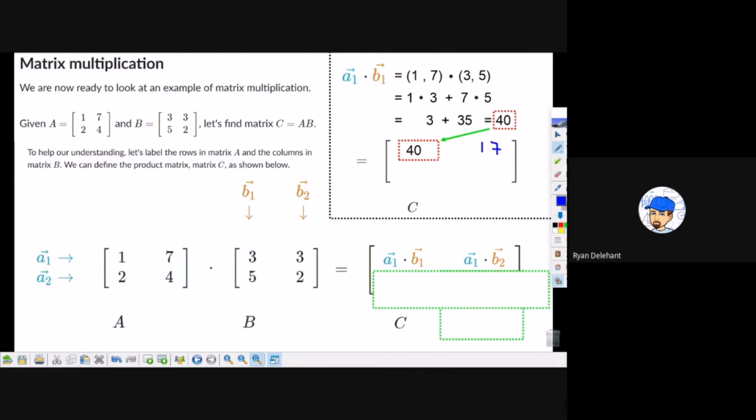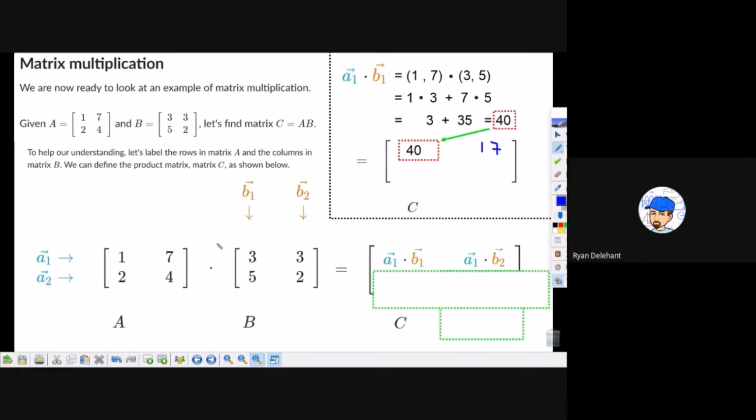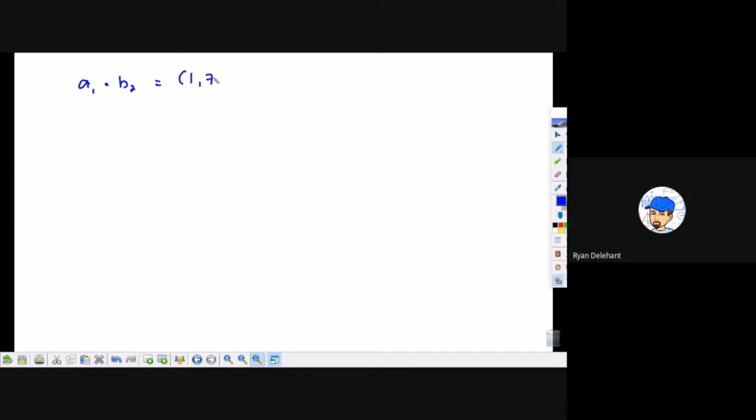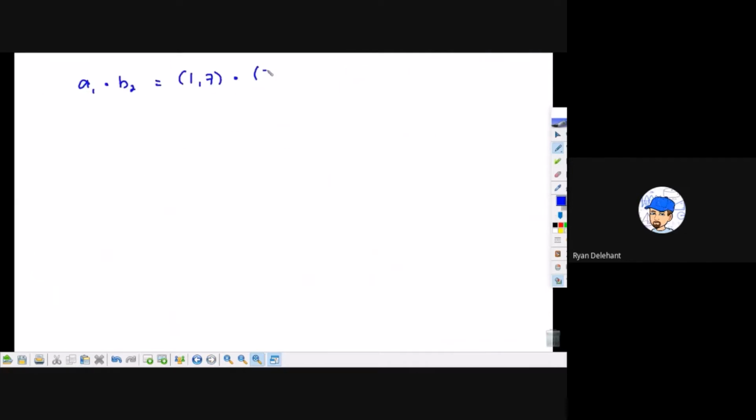I got 17. Did anybody else get 17? We'll write it on another slide. So we want A1.B2. And we know that A1 is that 1 and that 7. But B2 is 3 and 2. We're going to go 1 times the 3, 7 times the 2. So 1 times 3 plus 7 times 2. 3 plus 14 tells me 17.